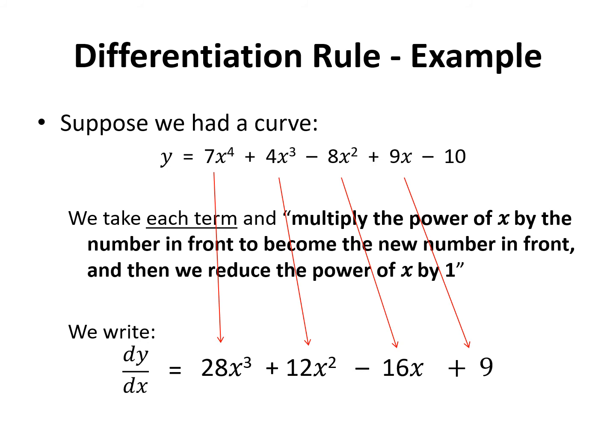Now, if you look at each of those terms, you'll notice that x to the power of 4 term, the 7x to the power of 4, that's now become an x to the power of 3 term. It's become a little bit simpler. The second term was x to the power of 3. That's now become x squared. The x squared has become x. The x has become a number, and the number has disappeared. Everything has got slightly simpler.